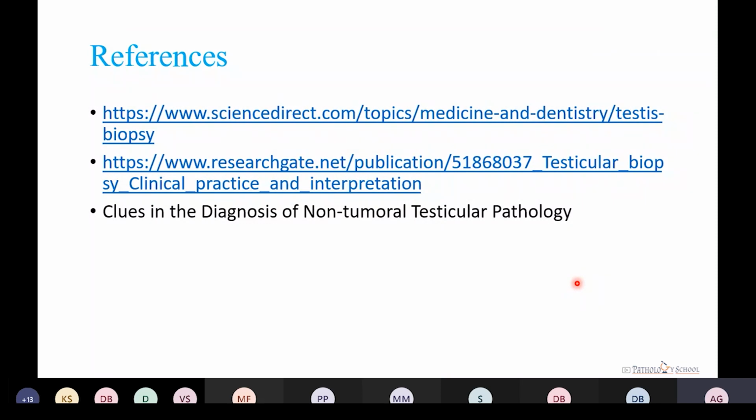Testicular biopsy nowadays is more used for therapeutic or assisted reproductive techniques as compared to diagnostic purposes, because there are other alternatives which are non-invasive and more precise.